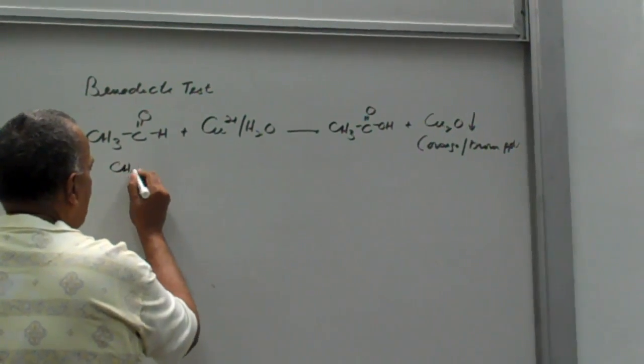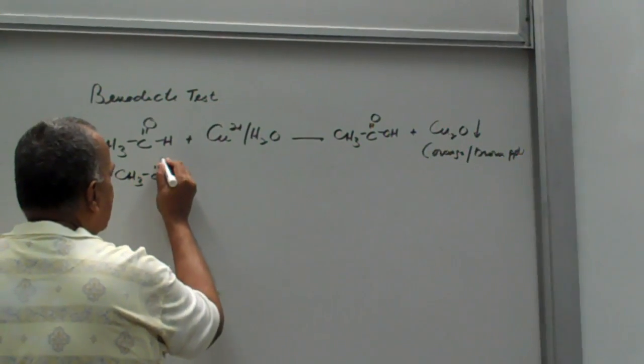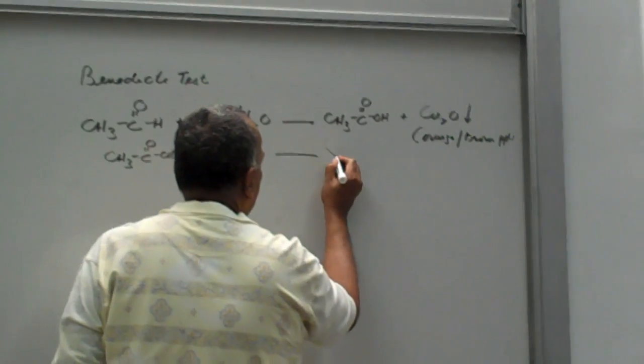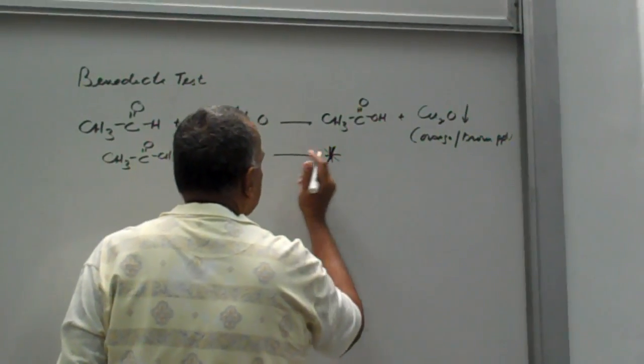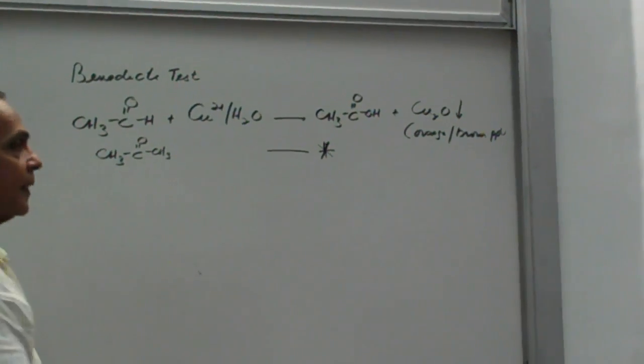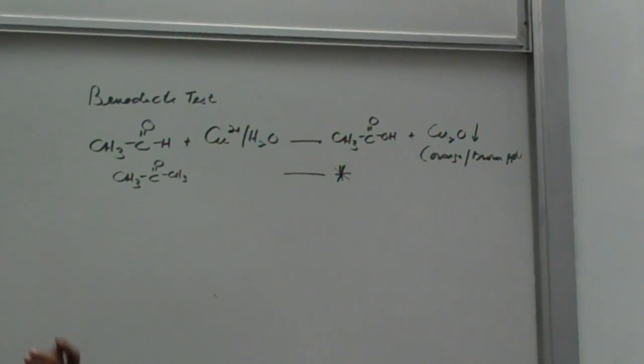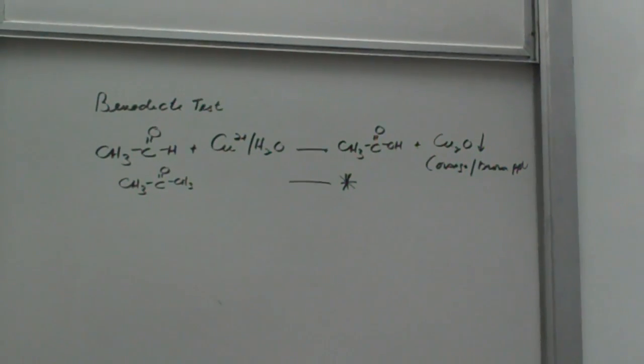If we take a ketone with the same reagent and boil, no precipitate is formed. So you see, aldehydes will give a positive test. Ketones won't.